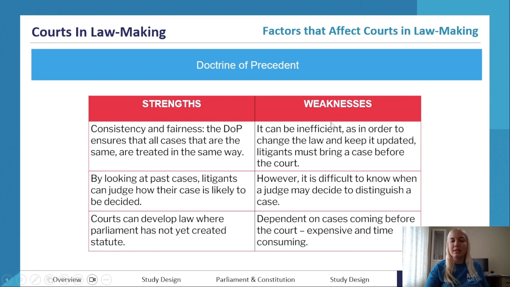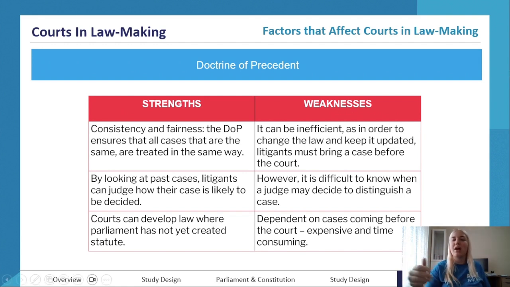Now, some of the weaknesses. It can be inefficient because in order to change the law and keep it updated, the litigants must bring a case before the court. So there is the requirement for standing. Only someone that is directly affected by a law can initiate a case with regards to that law.